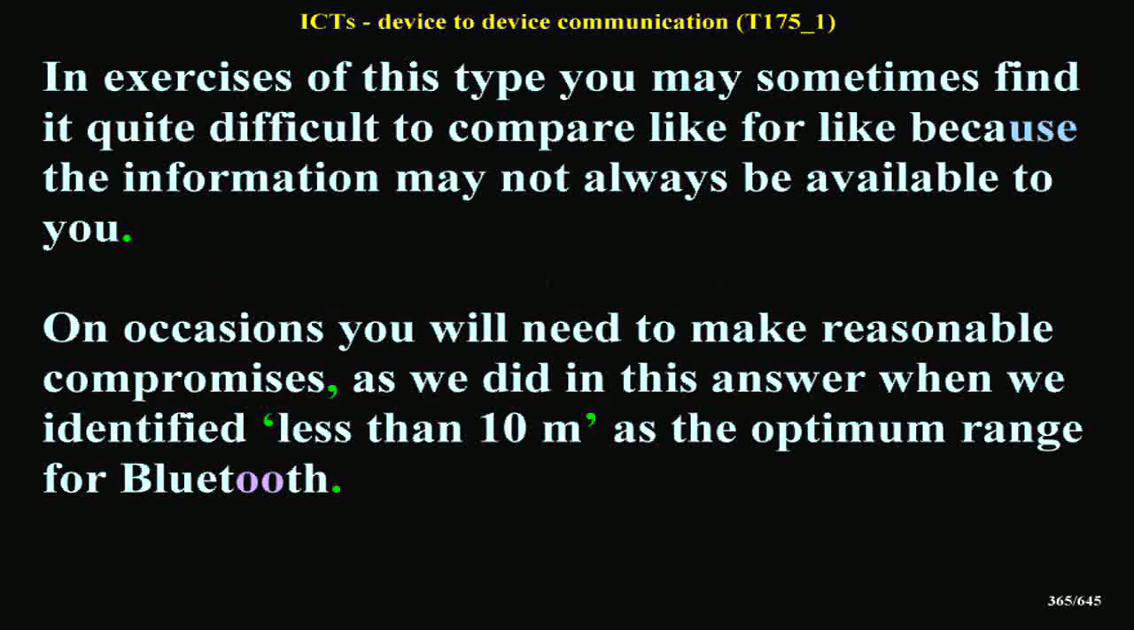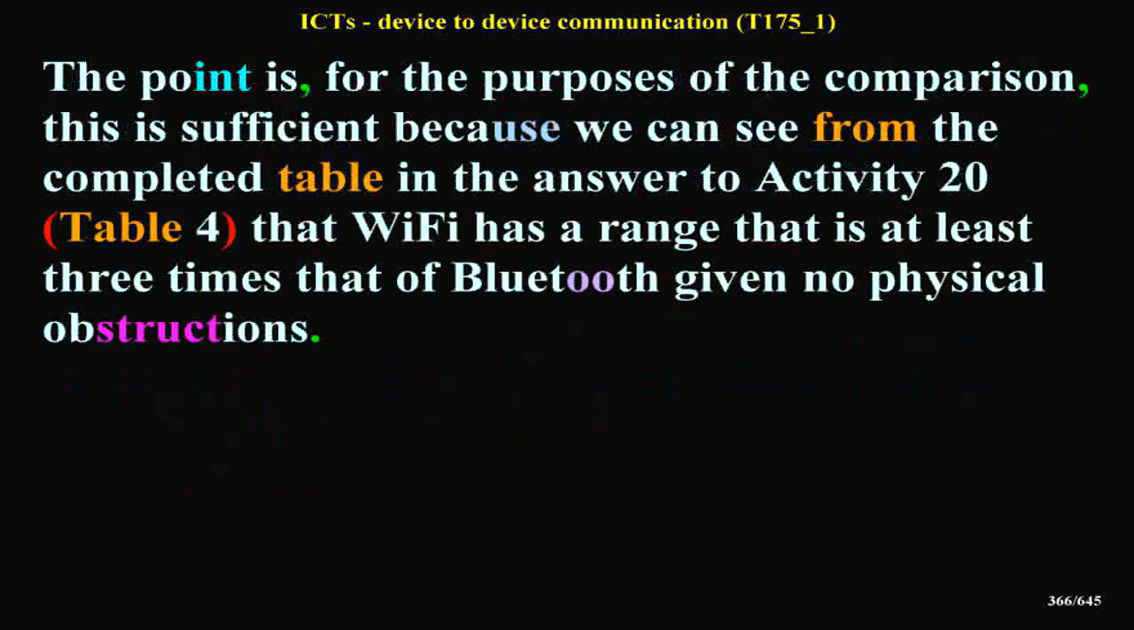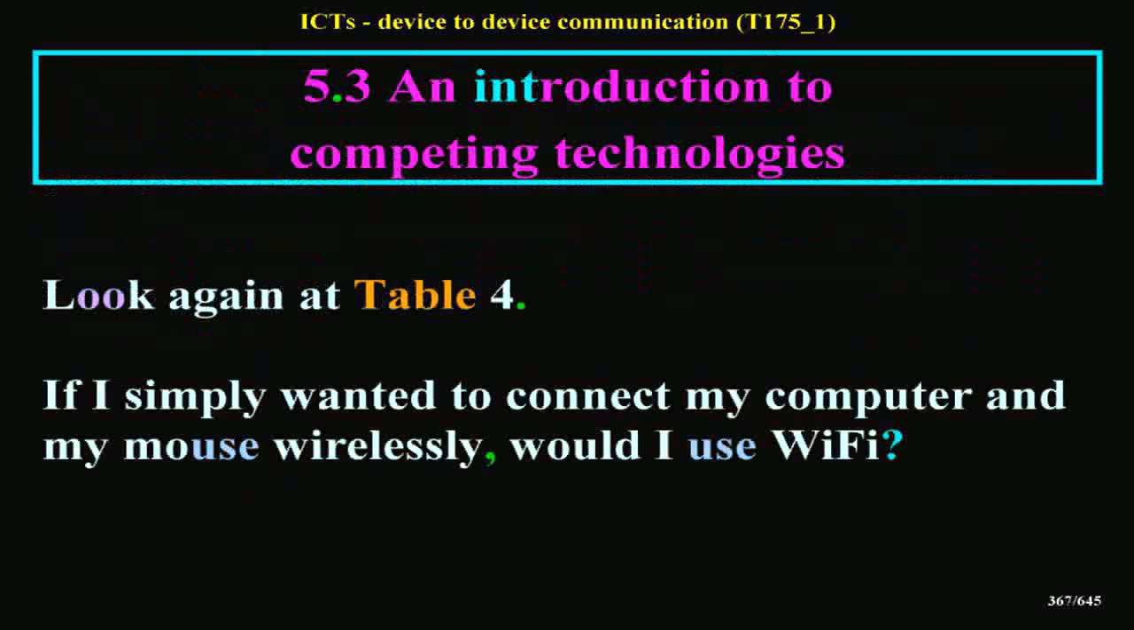In exercises of this type you may sometimes find it quite difficult to compare like for like because the information may not always be available to you. On occasions you will need to make reasonable compromises, as we did in this answer when we identified less than 10 m as the optimum range for Bluetooth. The point is, for the purposes of the comparison, this is sufficient because we can see from the completed table in the answer to Activity 20, Table 4, that Wi-Fi has a range that is at least 3 times that of Bluetooth given no physical obstructions.